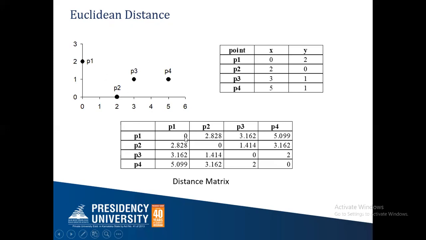So the distance cannot be measured. It is the same point, so it is 0. Similarly, P2 to P2 is 0. P3 to P3 will be 0. P4 to P4 is 0. The diagonal elements are the distance of each point to itself.